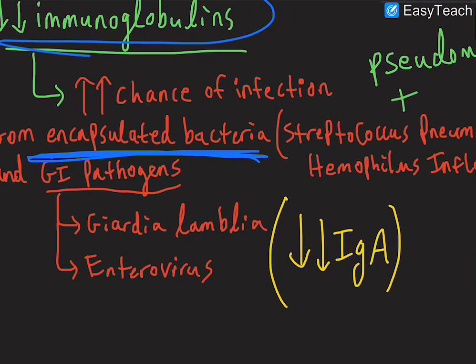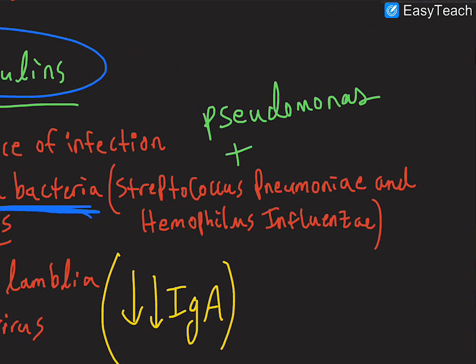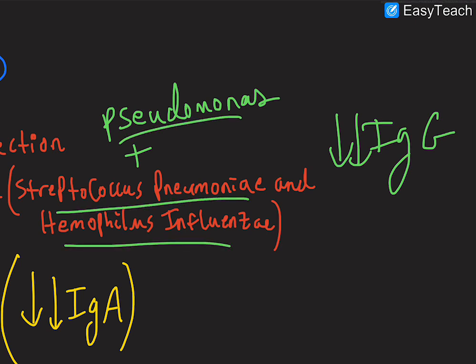All right, and of course you could also see, we can actually divide this up. So if you don't have immunoglobulins, what types? That would mean you don't have any IgG, and IgG is really important for opsonization. So you increase the risk of encapsulated bacteria infections like Pseudomonas, strep pneumo, and Haemophilus influenzae.